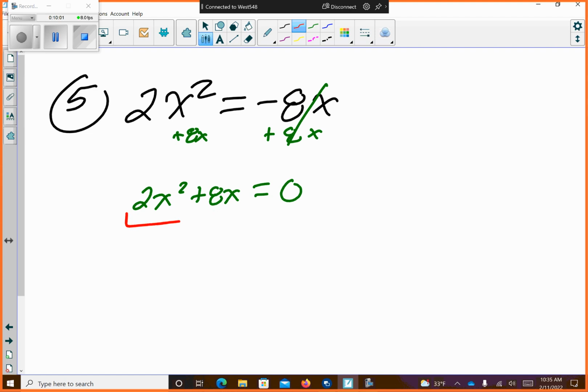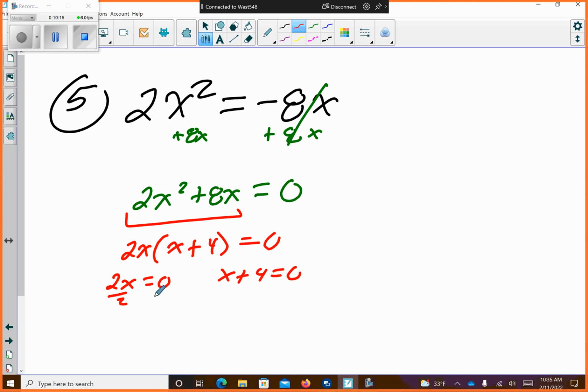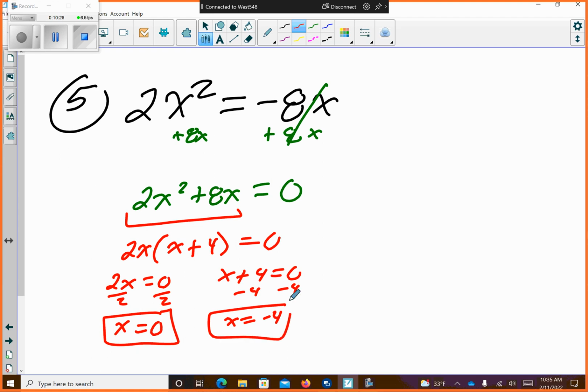Both terms have x, so I'm going to factor a 2x out of both. That's my greatest common factor. That leaves me an x plus 4. These are equal to 0. So 2x is equal to 0, and x plus 4 is equal to 0. Divide each side by 2 here. 0 divided by 2 is goose egg. And then minus 4, x equals negative 4. Those are my solutions to the problem.